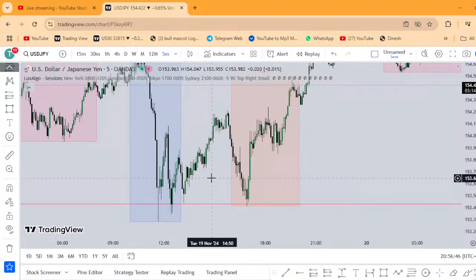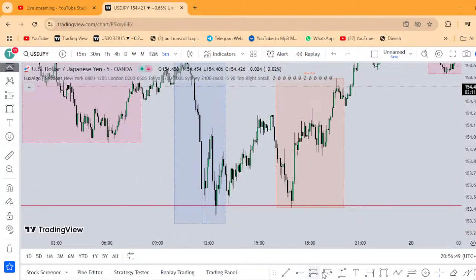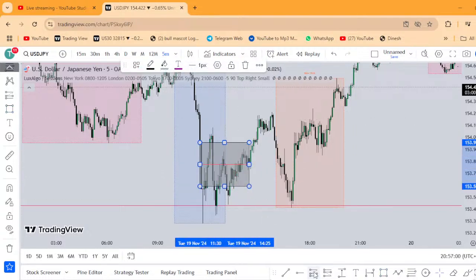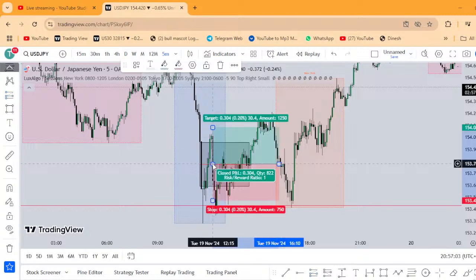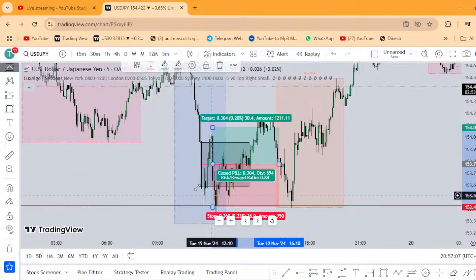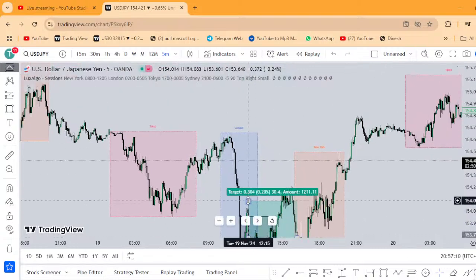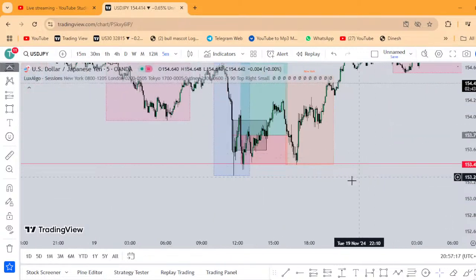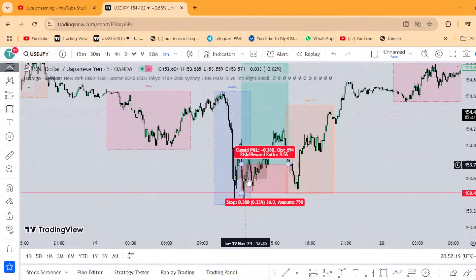So let's see how you would have entered here. So if you entered here, you would be looking at, for example, this fair value gap here as your entry. So you would enter from here and then put your stop loss somewhere here. And then you target about 137. This is USD JPY.